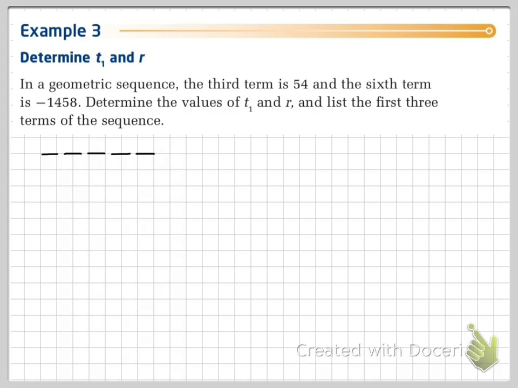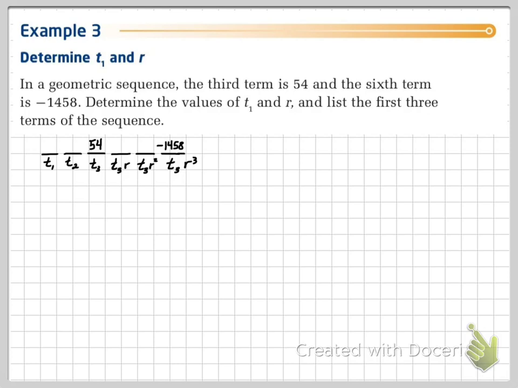It says, in a geometric sequence, the third term is 54, and the sixth term is negative 1,458. Determine the values of term 1 and the common ratio, and list the first three terms of the sequence. So what I like to do is plug in what we already know. We know the third term is 54, so we don't know term 1 and term 2.